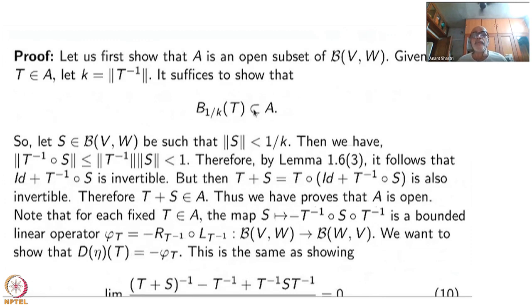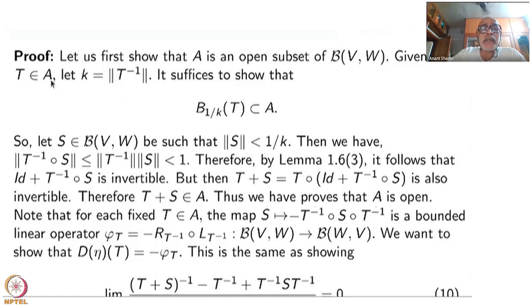Okay, towards the proof that A is an open subset. In the last lecture, we have already made the preparation for this. So let us see how. Take a point T inside A. What is it? It is a similarity from V to W. Okay, so it has some norm. I am taking K equal to norm of T inverse. Then I am claiming that the ball of radius 1 by K around T is contained inside A.